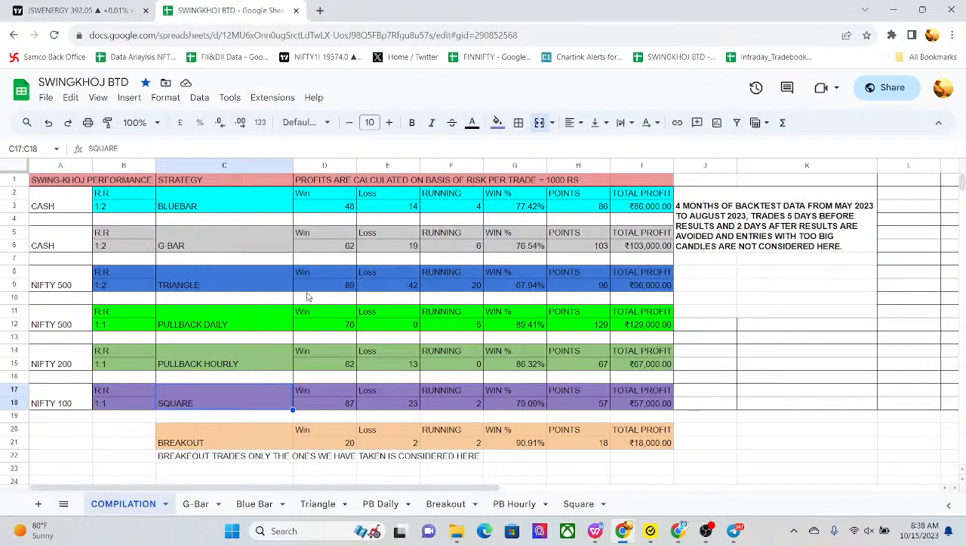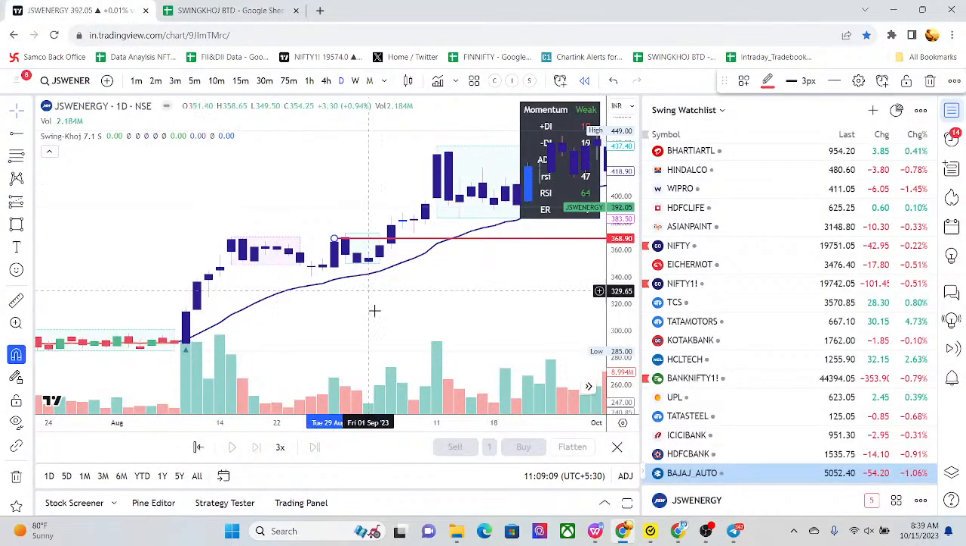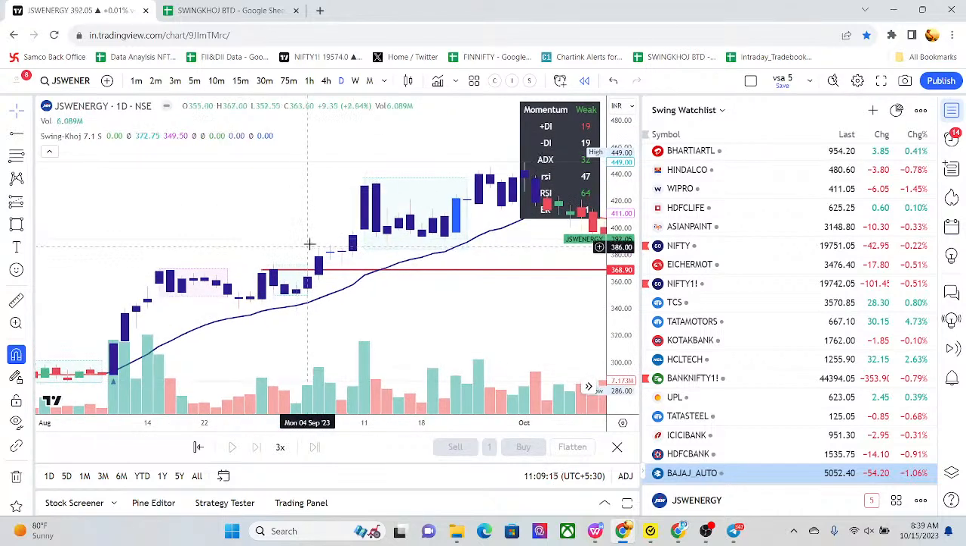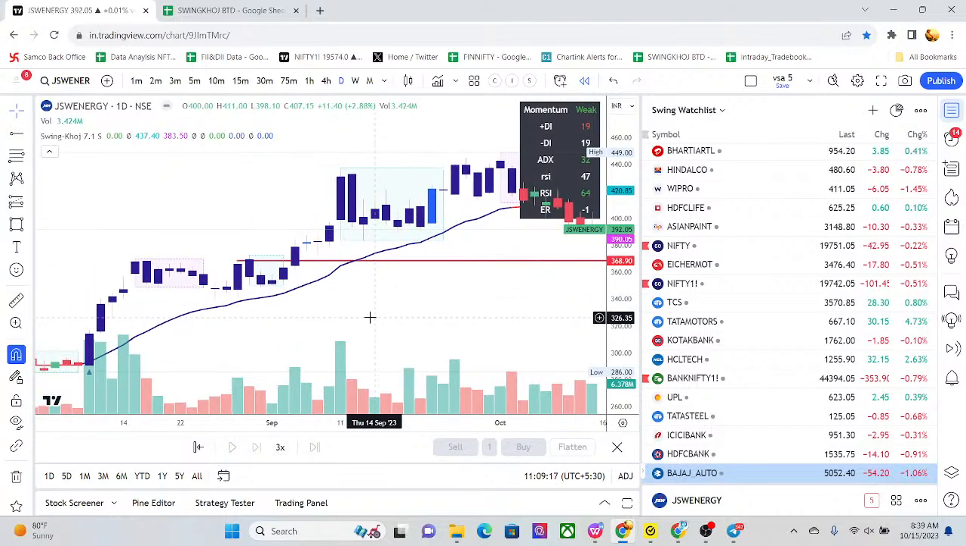The problem is you get more trades here in the triangle. Here you get a lesser number of trades in the blue bar and G bar compared to the triangle. So while backtesting, what we have done is just mark the high of the candle and enter one rupee above that. For simplicity, you can do that also. No problem with that. If going into hourly feels complex, you can make it simple.